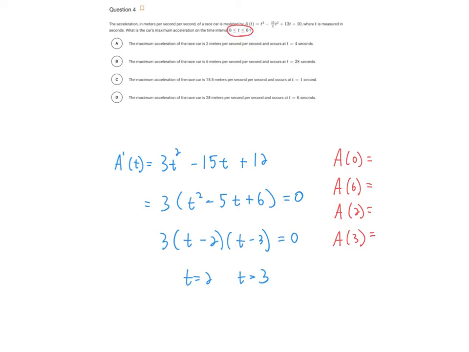Okay, so plug in 0, you get 10 for sure. Here I'm going to do the rest in the calculator. Okay, so for the rest, at 6 it was 28, at 2 it's 12, and at 3 it's 5.5. Okay, so now we know this is the maximum. So the maximum acceleration is 28, and it happens when t is 6. And so that's d. And t equals 6.